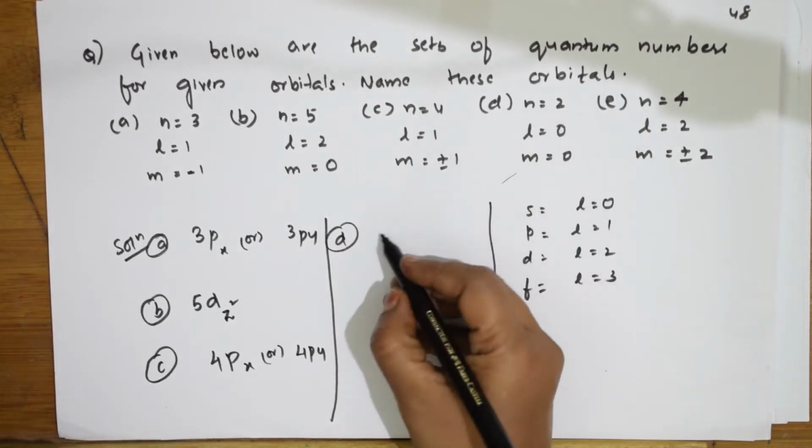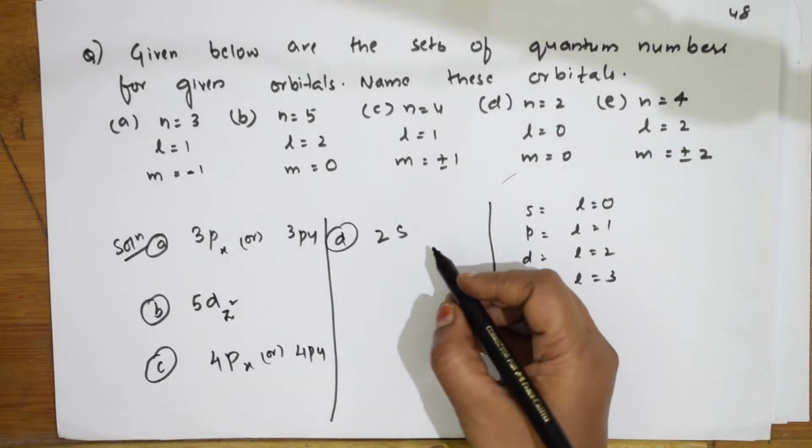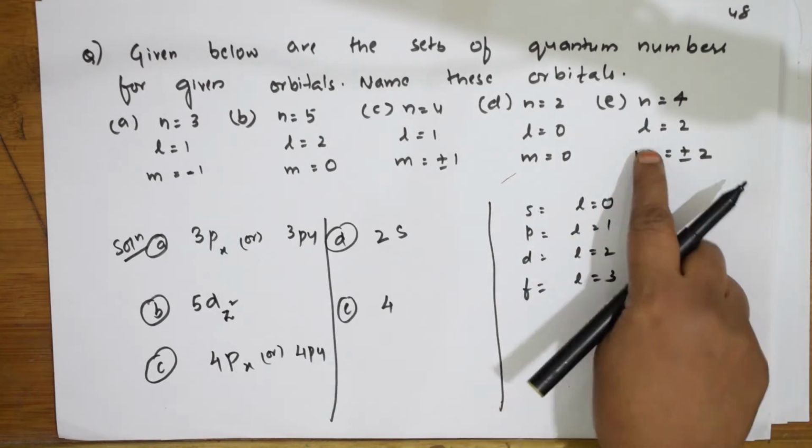Here again n is equal to 2. If l is 0, how much is this? This is 2s, isn't it? So done. Now the E part. Now they said n is equal to 4, l value is 2.